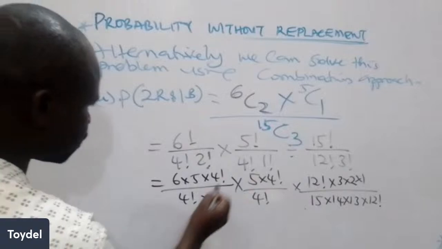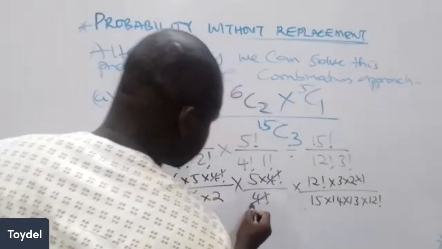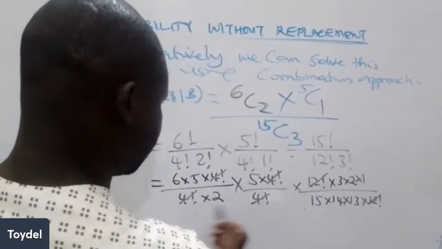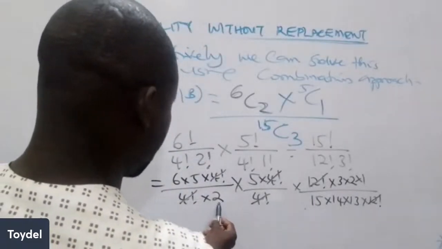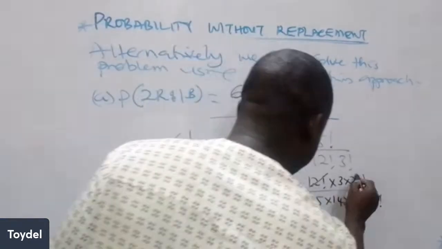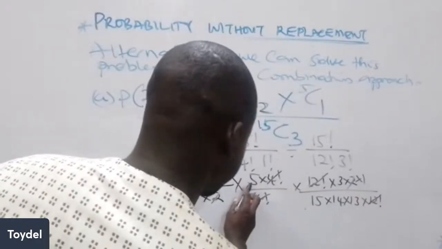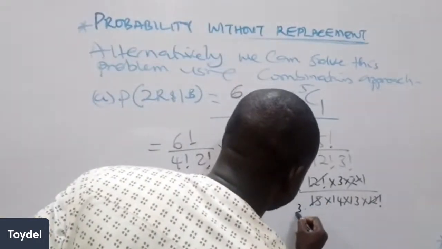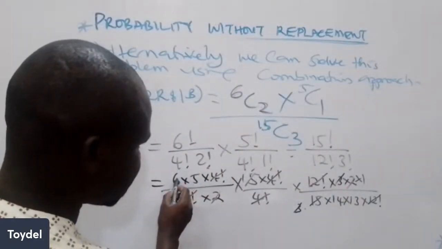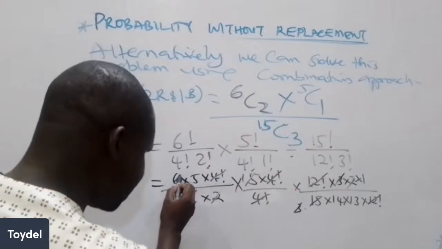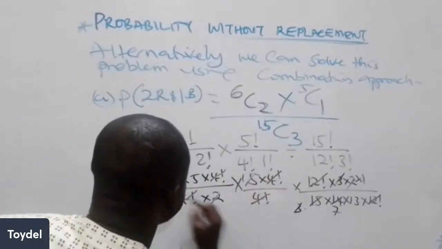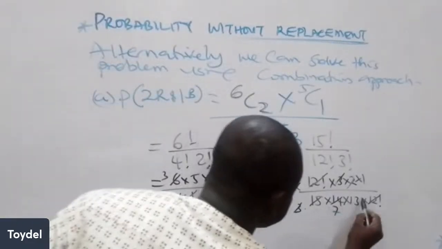So we do some cancellation now. 4 factorial will cancel 4 factorial, 4 factorial will cancel 4 factorial, 12 factorial will cancel 12 factorial. At the end of the day, we'll be left with, what do we have at the denominator? I have 15 here. So what I can do is that 2 can cancel 2. Then I have 5 here, and 5 here is actually 3. 3 will cancel 3. What else do I have? I have 6 here, 6 here. So 6 over 2 is 3, and 14 over 2 is 7. At the end of the day, I have 3 times 5 at the denominator, which is 15, all over 7 times 13, which is 91.